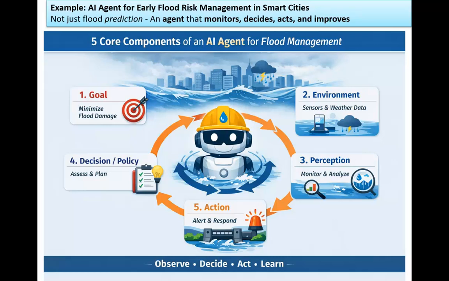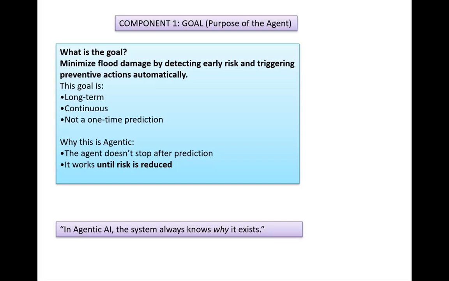So the example that I have taken here is a simple smart city flood management system. So now let us understand the components 1, 2, 3, 4 and 5 individually, right? Getting into the example, the first component is goal. Every agentic AI system starts with a clear goal. The goal of our flood management agent is simple but yet very powerful.